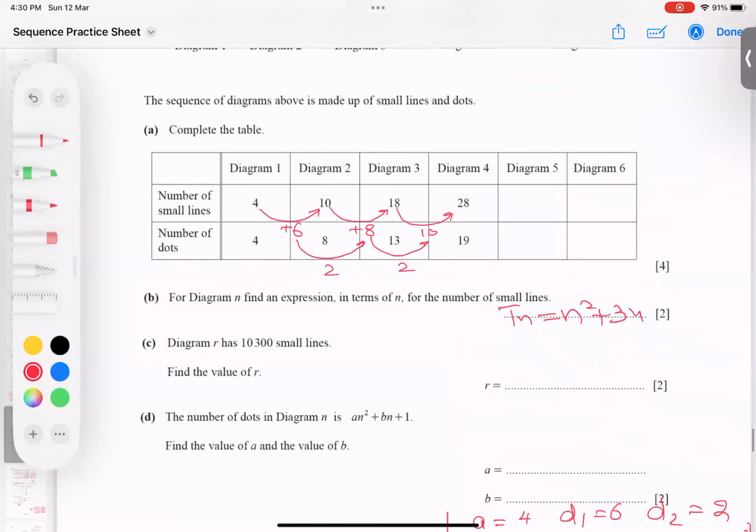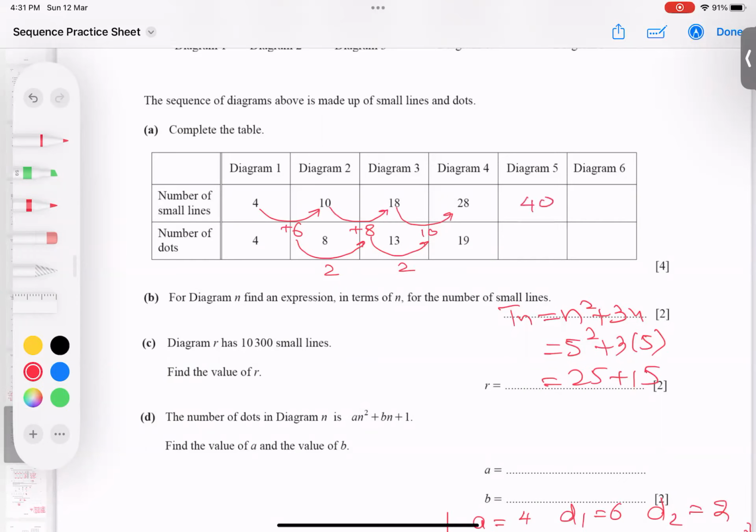Now, if I'm looking for diagram number 5, replace each n by 5 and get the answer. So 5 to the power 2 is 25, plus 3 times 5. So 25 plus 15 gives us 40.